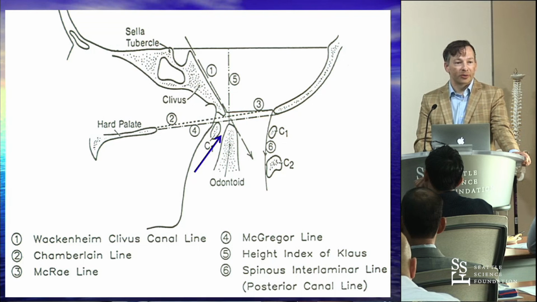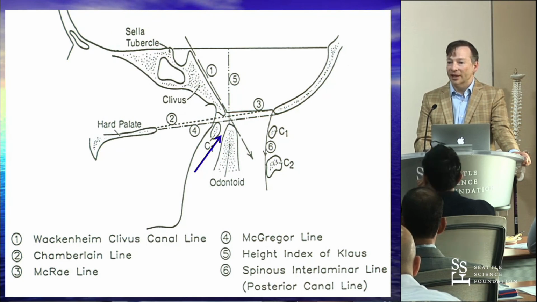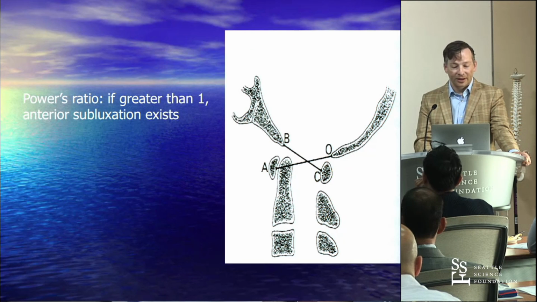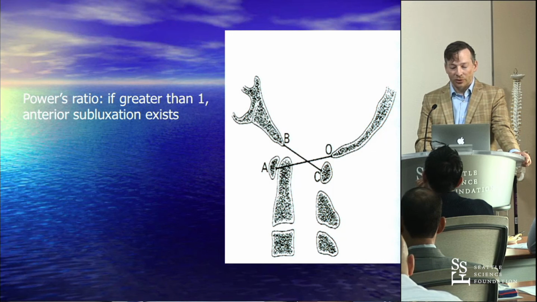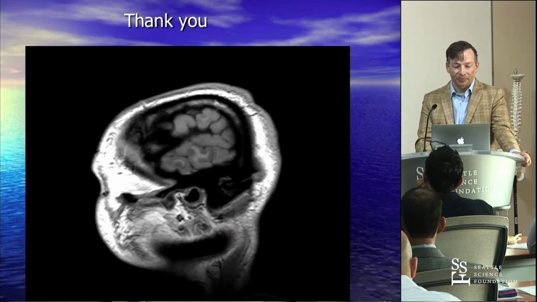Depending where you go, you'll be forced to learn, you know, the Wackenheim's line, McGregor's line, everything you can think of. And some of these have utility, some less utility in the age of MRI and CT. Powers ratio, very useful ratio to carry around in your bag of tricks, and this is very good for pointing out axial and occipital instability.